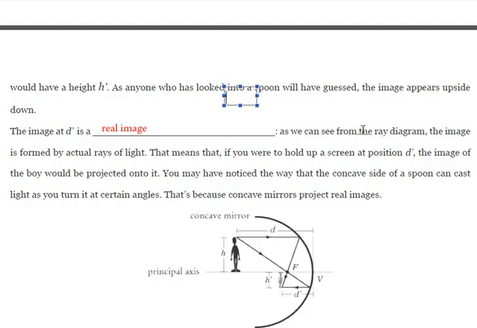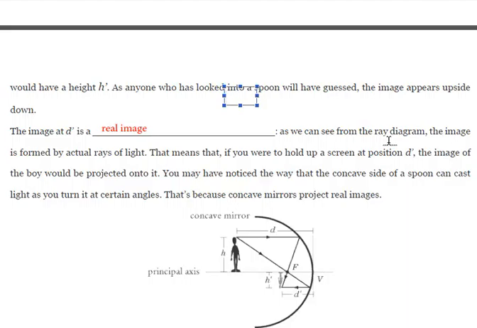So a real image, like we can see in the ray diagram, is formed by actual rays of light. They bounce off the mirror and the actual rays are getting focused, or they all come and meet together at this certain point. So if we had a little screen and we held it up at d prime, an actual upside down shrunken image of a boy would appear on it. So you might have noticed the way that a concave spoon can cast light as you move it at certain angles, and that's because concave mirrors are projecting real images.